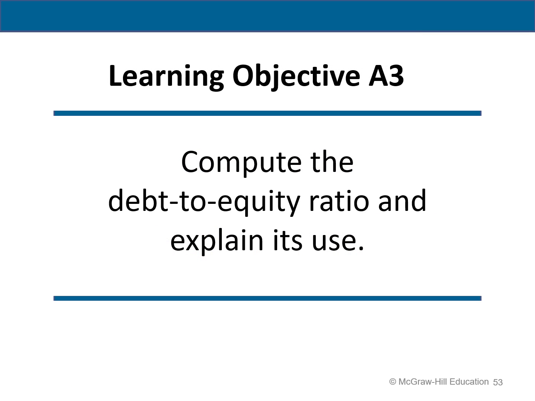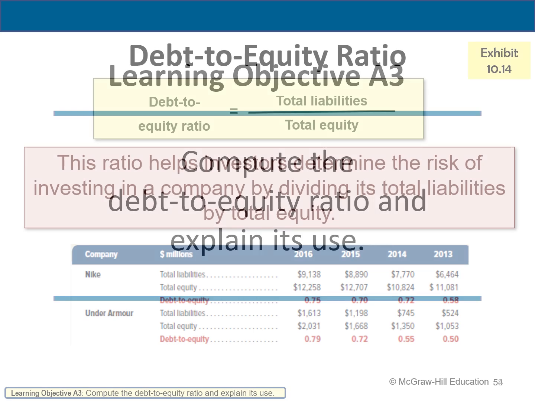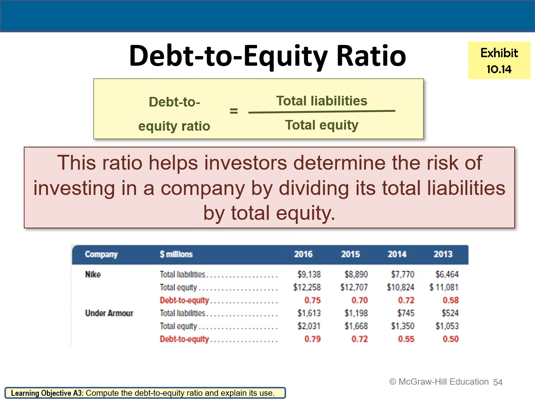All right, so debt to equity ratio, let's talk about that. It's computed as total liabilities divided by total equity. It helps investors determine the risk in investing in a company. Again, it's just a measure of risk, and there's not really a right answer, so to speak. It's just telling you how much the company is financing its operations by debt versus by equity.